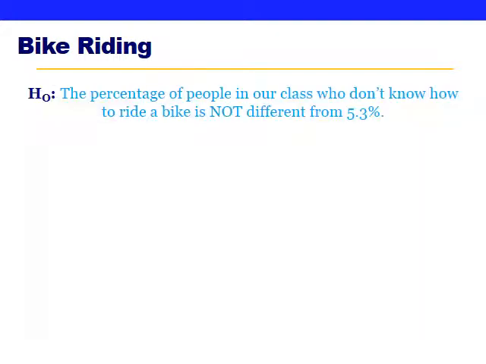Is not different from, and that should say 5.8%, sorry about that, who don't know how to ride a bike is not different from 5.8%. That is going to be our null hypothesis here. So following the steps that we just went through in SPSS, including entering the appropriate expected values and entering them in the correct order, what you can do for Monday is practice running this test to see how the percentage of people in our class who don't know how to ride a bike compares to the national average of 5.3%.